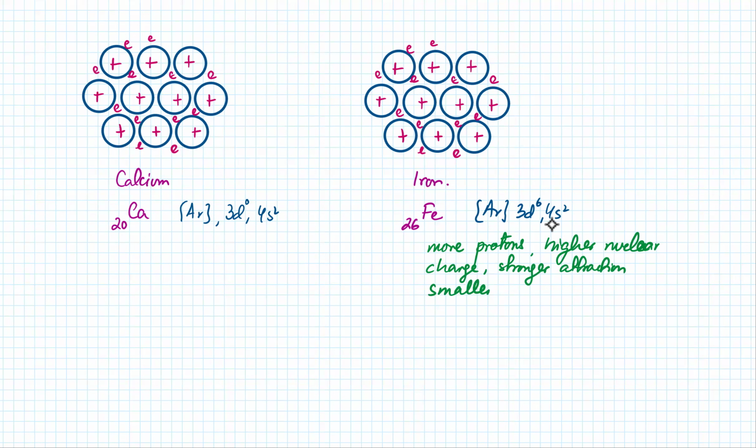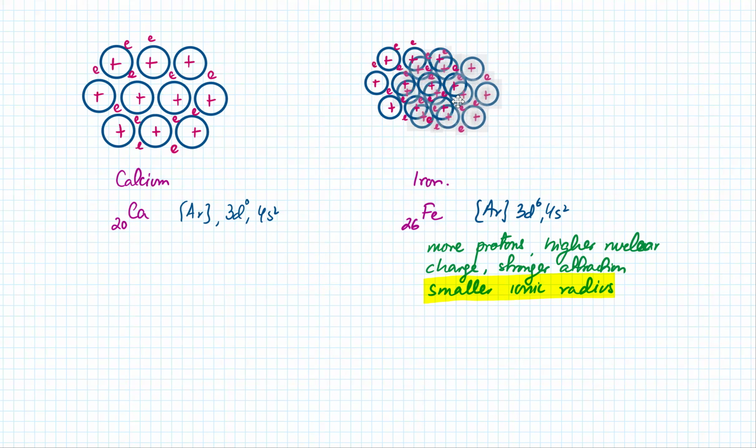ठीक है? Is this clear? Yes, sir. So that's the first thing. The first important thing is that iron's lattice of positive ions in a sea of mobile electrons is going to be smaller in size. ठीक है? So this one over here would be smaller in size.